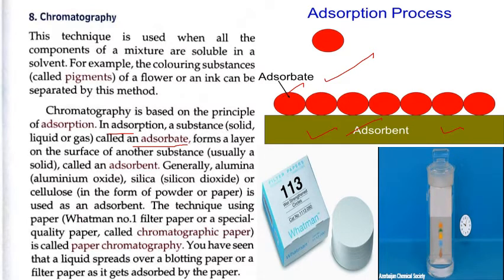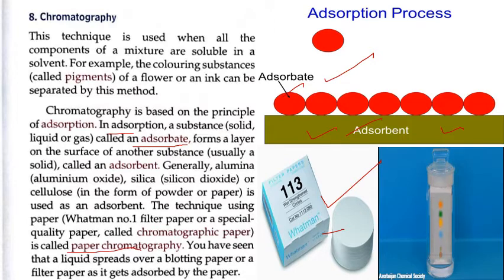The technique using paper, Whatman number 1 filter paper or a special quality paper called chromatographic paper. So for reference I have attached this image. This is the filter paper which is used for chromatography. Only this is used because it shows the proper difference, the proper separation of the colors. So this is called paper chromatography.